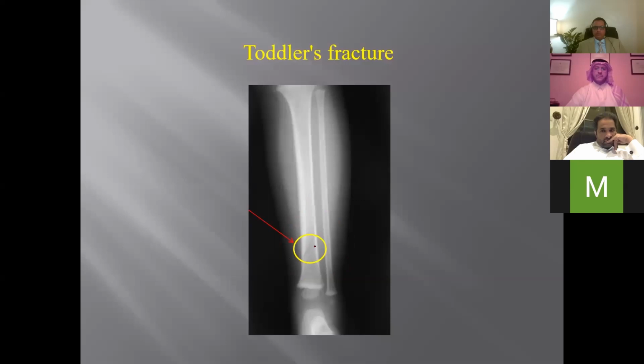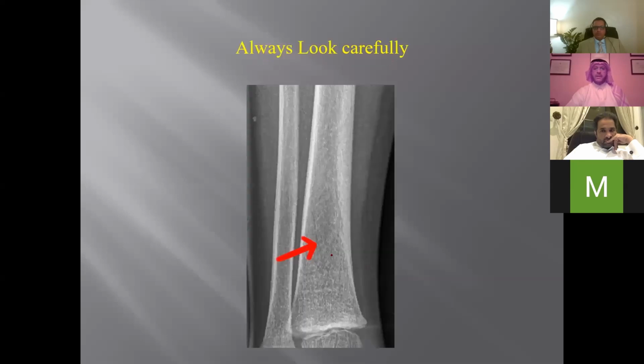Here, it's very obvious. Again, here, I don't know if you can see it, but there is kind of a hairline lucency here in the distal part of the tibia. Again here, just focus and look, and compare between your exam and the site of exam compared to the X-ray here. So it's very important.